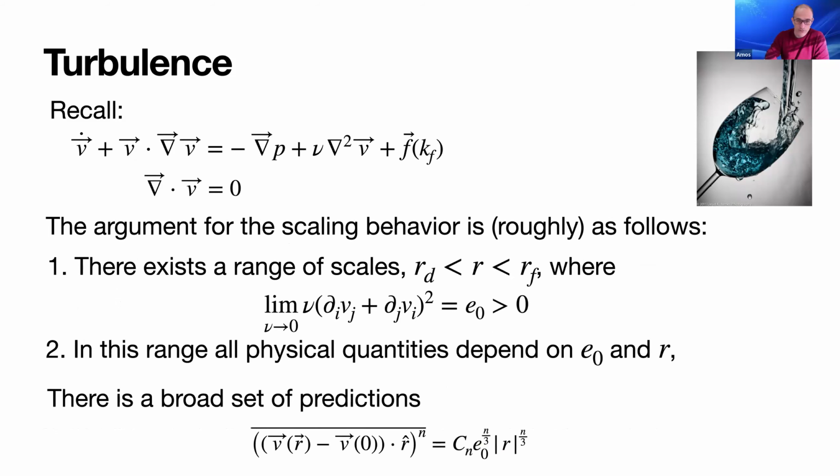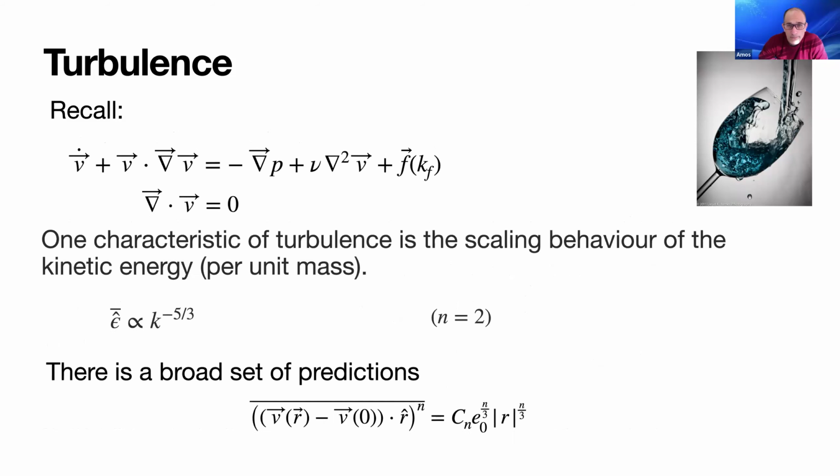What is n? n is whatever power you take of the velocity difference. So this n here is the same as this n here.